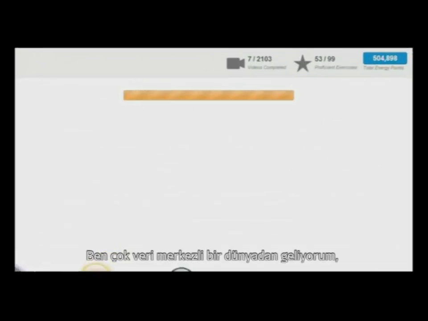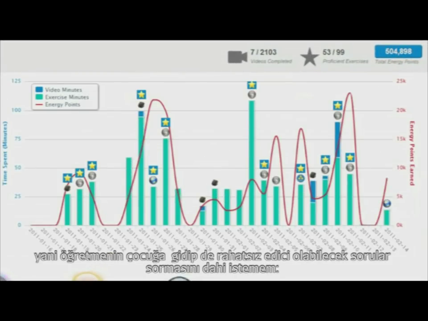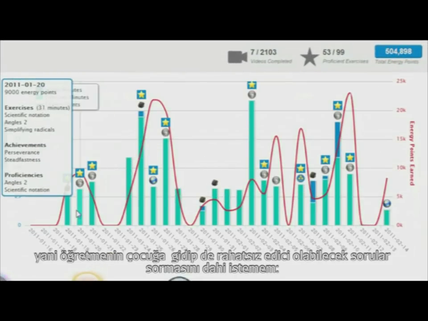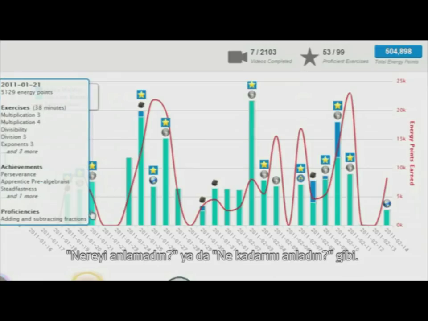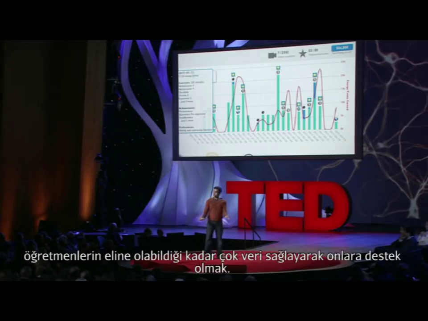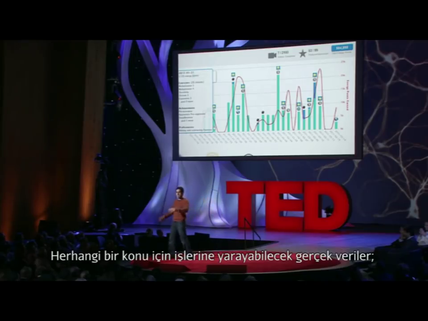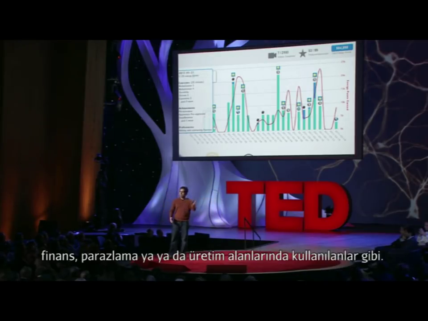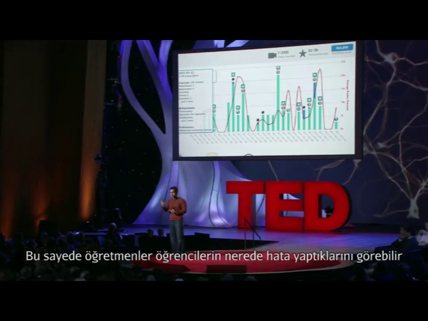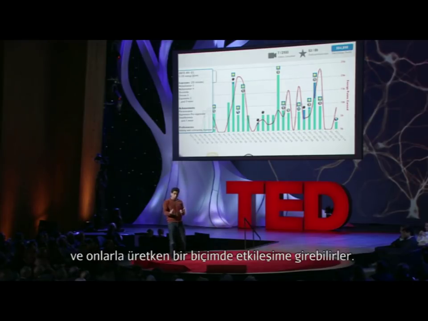Now, I come from a very data-centric reality, so we don't want that teacher to even go and intervene and have to ask the kid awkward questions, like, what do you not understand, or what do you understand, and all of the rest. So our paradigm is to really arm the teachers with as much data as possible, data that in almost any other field, like finance or marketing or manufacturing, is expected, so that teachers can actually diagnose what's wrong with the students and make their interaction as productive as possible.